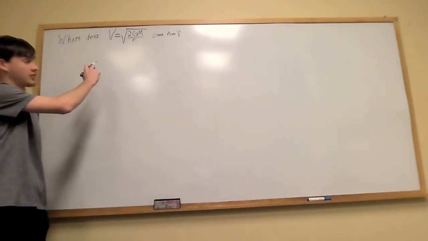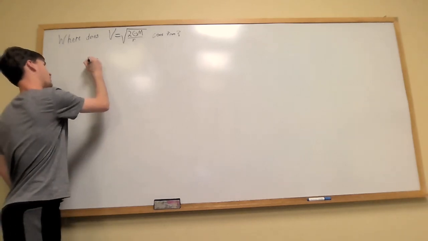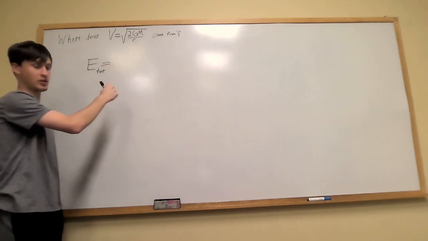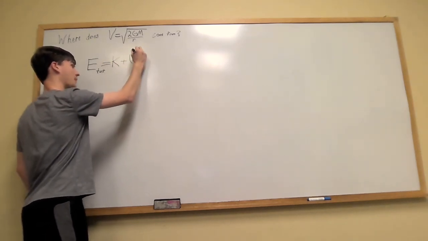So where does the escape velocity equation come from? This is an abuse of the conservation of energy, which states the energy of the system is always equal to the kinetic component plus the potential component.